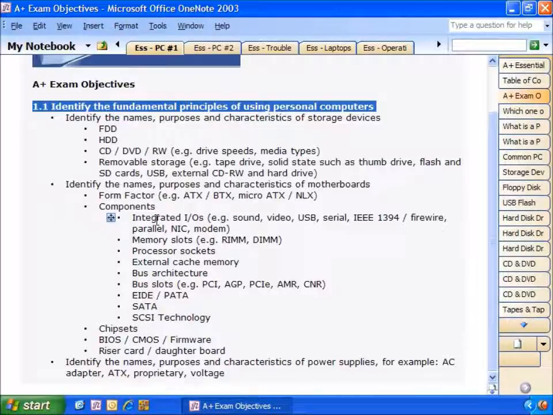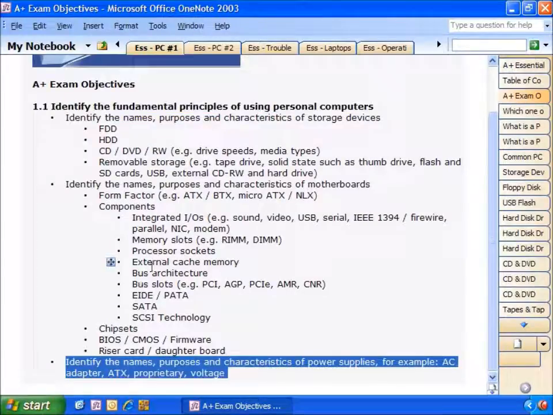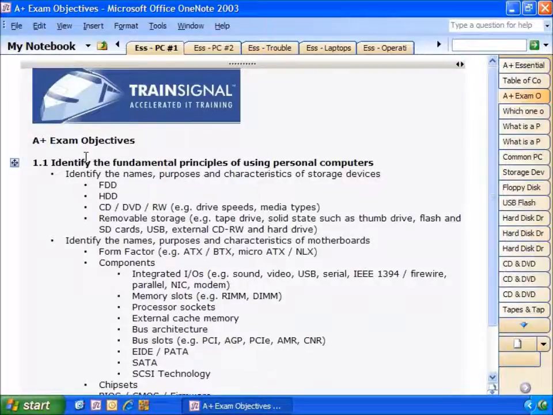video cards, modems, memory slots, processor slots, bus architecture, bus slots, IDE or serial SATA drives, SCSI technology, chipsets, BIOS, riser cards, daughter boards, and you should be able to identify the names, purposes, and characteristics of power supplies. Wow, that's a lot. We have a lot of exciting topics to learn in this video, and we'll be covering, again, Objective 1.1 of the A+ Essentials exam.